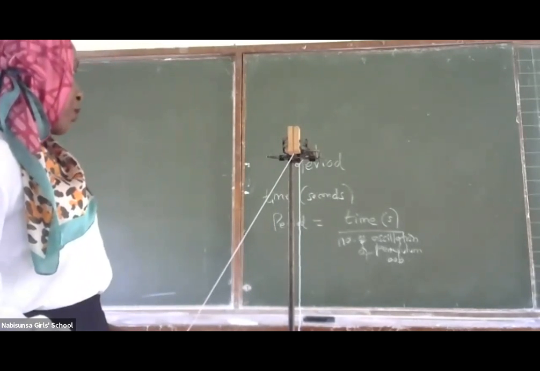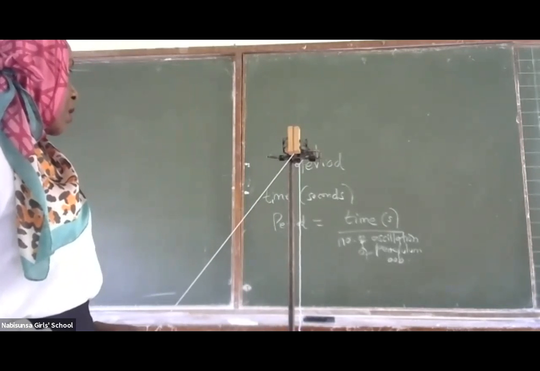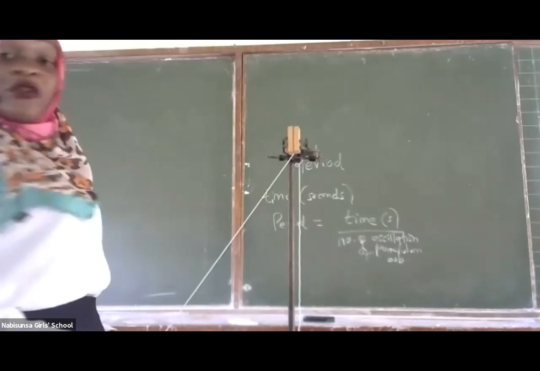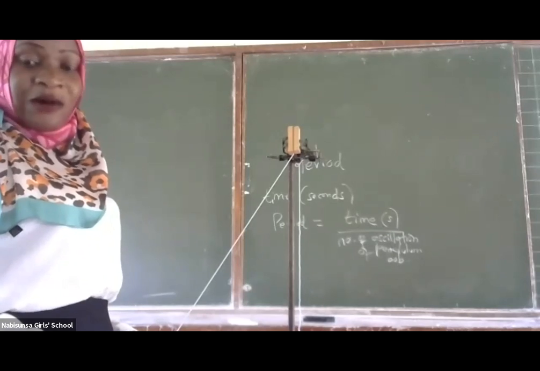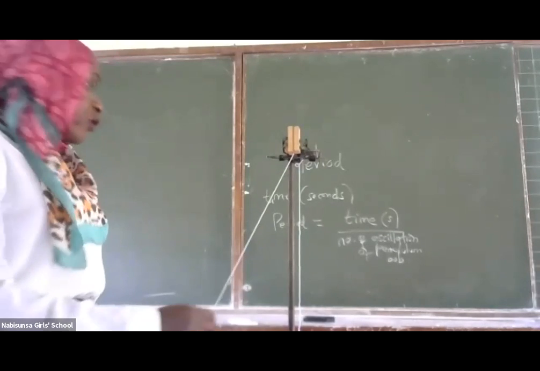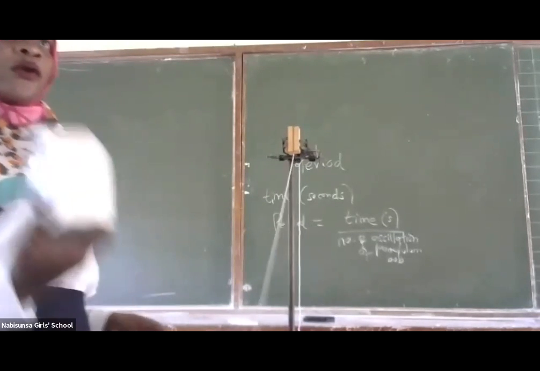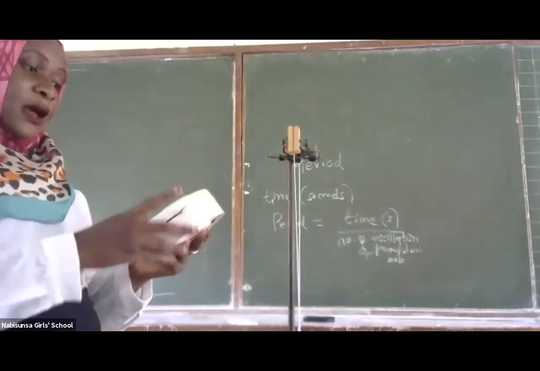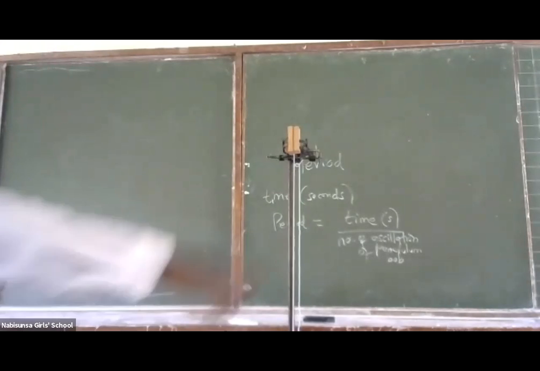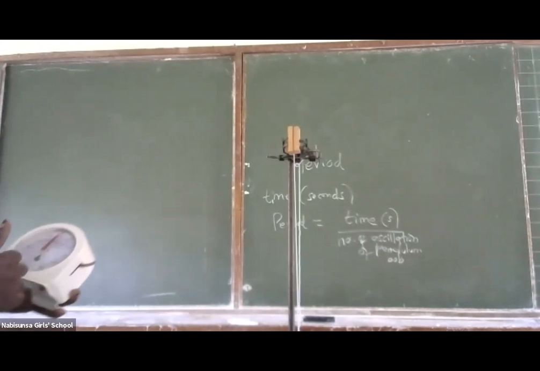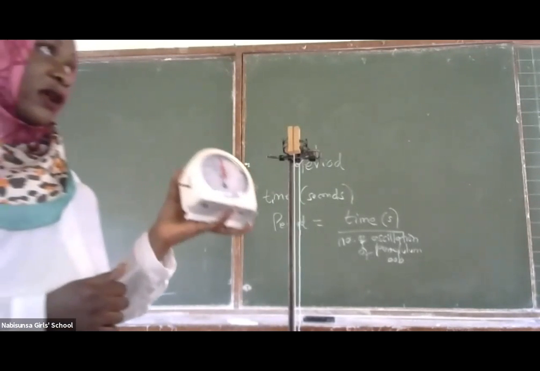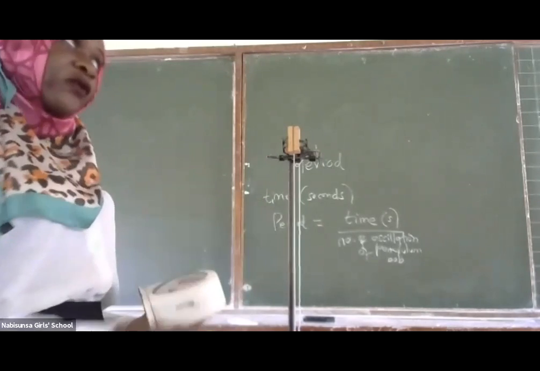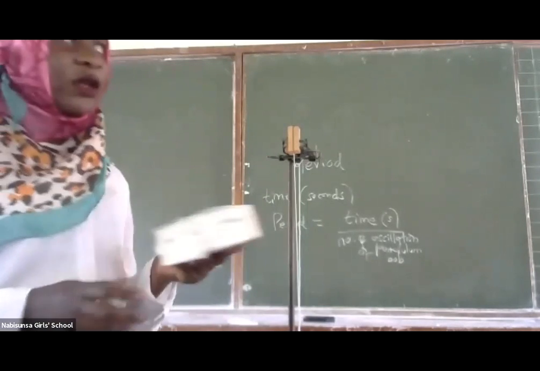So I can get the period of maybe 20 oscillations, okay? I want to get the period of maybe 20 oscillations. So you're going to record time in seconds here. The moment it starts oscillating, you start the stopwatch, then stop it. For me, I'll swing so that we get 20 oscillations and we get the period.